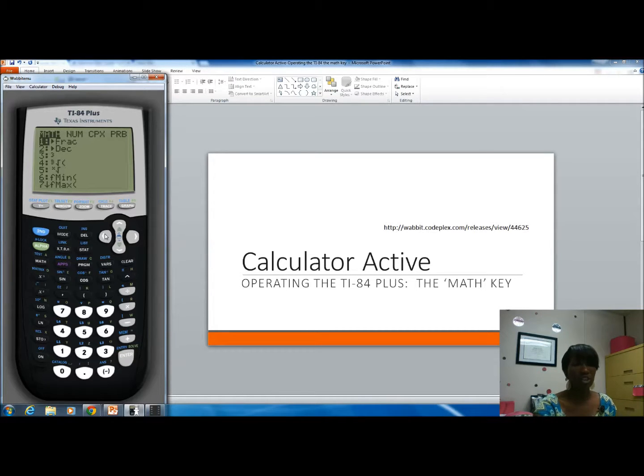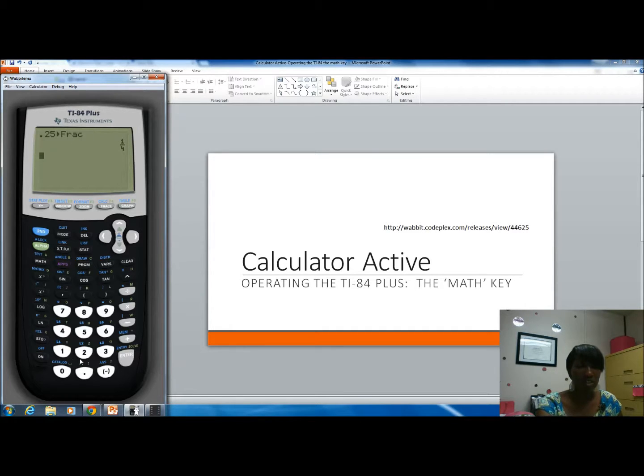So let's say I want to change a number to a fraction. I'm going to take the number 25 hundredths. So I've typed that in. I'm going to press the math key. And since number one is change to a fraction, I can just press enter or the number one. And then I press enter. So the calculator has changed 25 hundredths to a fraction in simplest form.